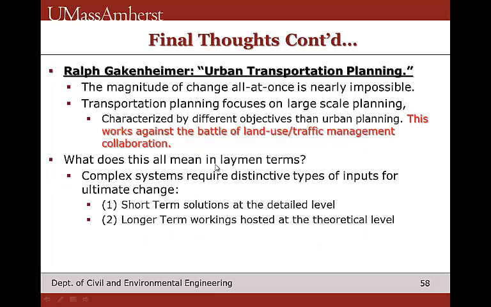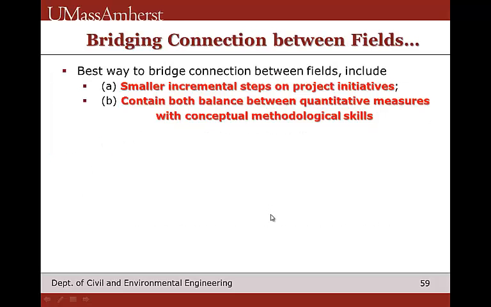So what does this all mean in layman's terms? Complex systems require distinctive types of inputs for ultimate change. One is the short-term solutions at the detailed level, and two, the longer-term workings hosted at the theoretical level, right? So you're working based upon theory. So how do we bridge the connection between fields? Well, the best way to bridge these connections, according to Gickenheimer, is to use smaller incremental steps on project initiatives.